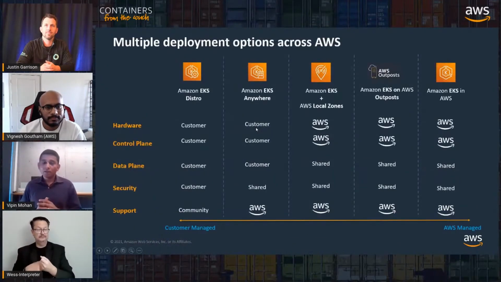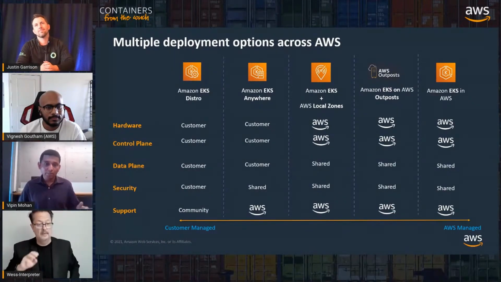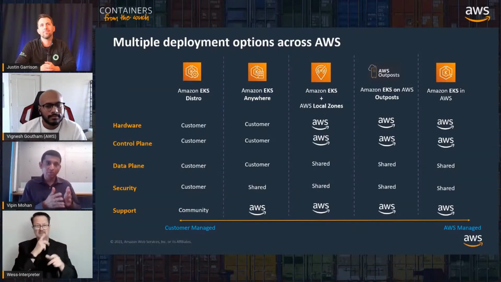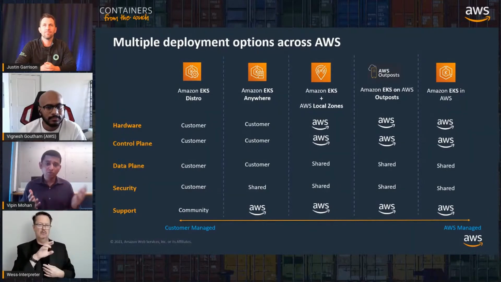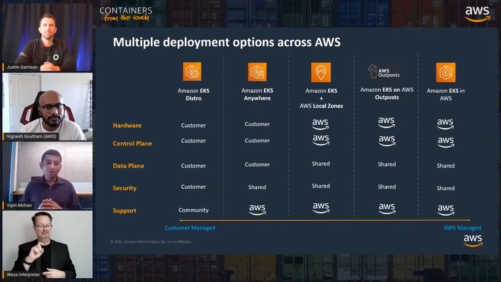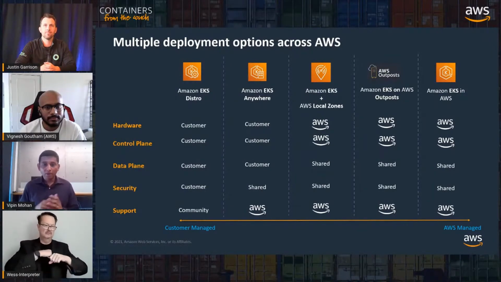So we actually put together this chart to help you think about the different deployment options that we have across EKS on AWS. Mike walked you through some of the roadmap items for EKS in the previous session. The way to think about this slide is, towards the left, you have a customer managed option with Amazon EKS Distro. So it's fully open source. It's the Kubernetes bits that we use for running EKS on the cloud. And with EKS Distro, the customer manages everything, all the way from hardware, control plane, data plane, and the support is with the community.